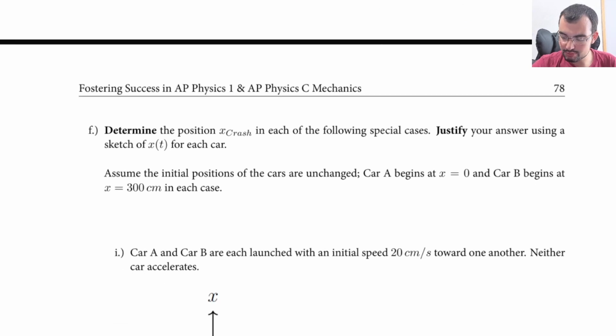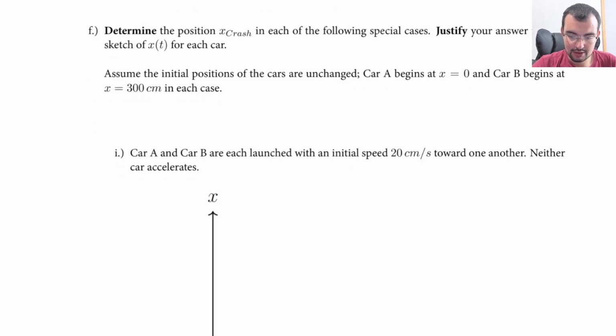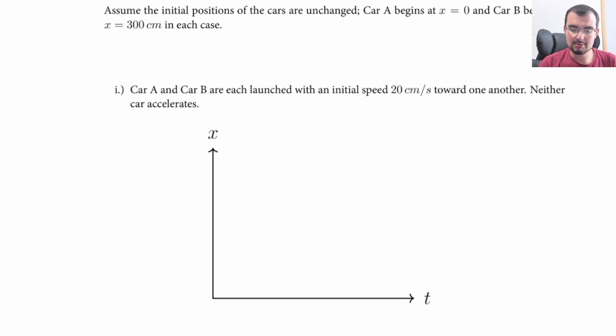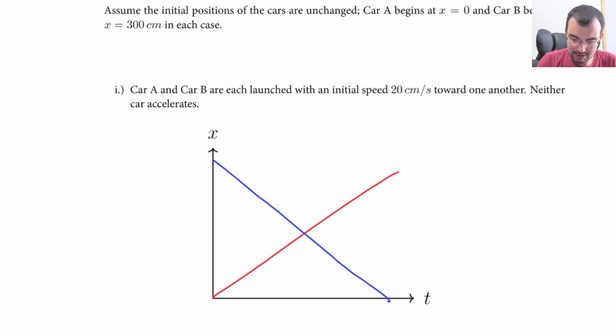Now we'll look at a couple special cases. Justify using a graph. Car A and car B are both launched with the same initial speed towards each other, but neither car accelerates. Well, that's going to be pretty straightforward. So that would just mean car A moves at constant speed, car B moves at the same constant speed. Where do they collide? Right in the middle.